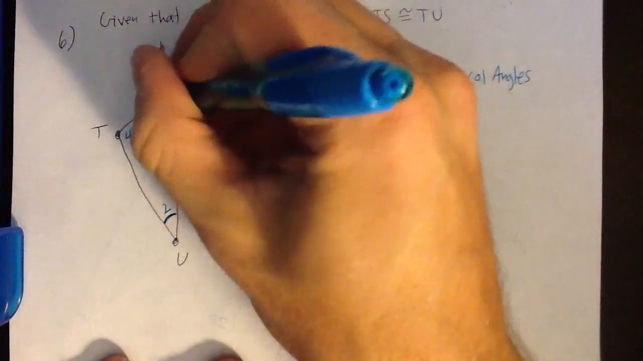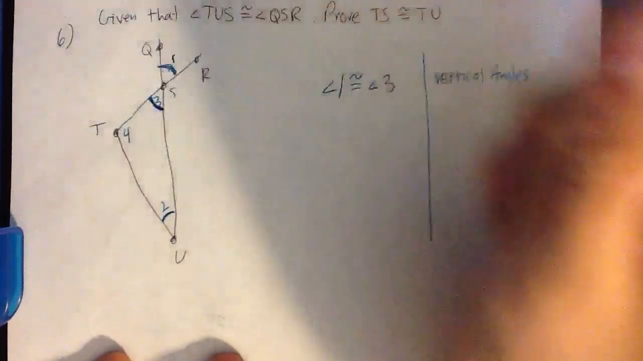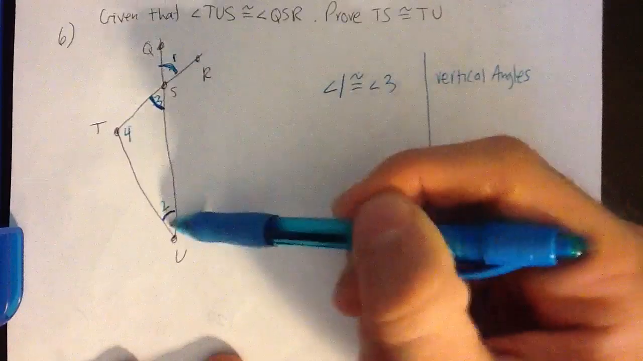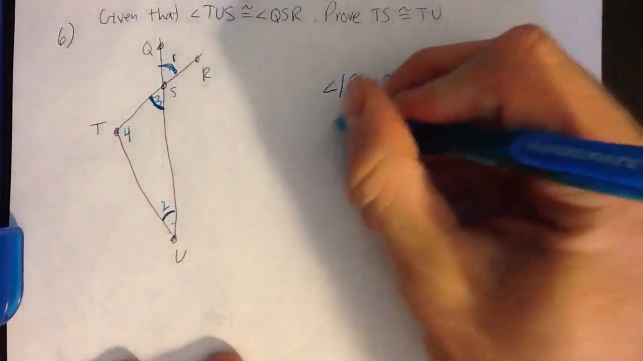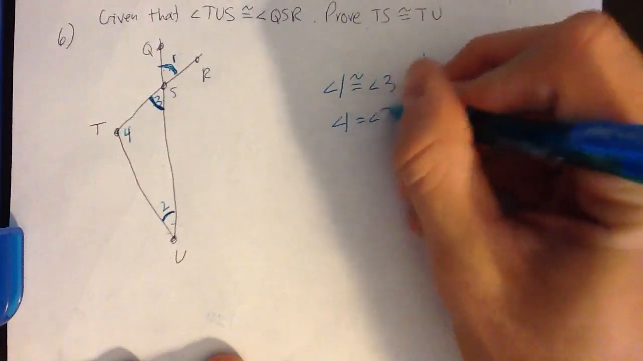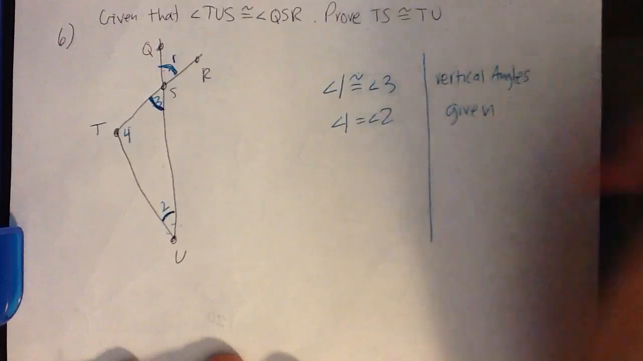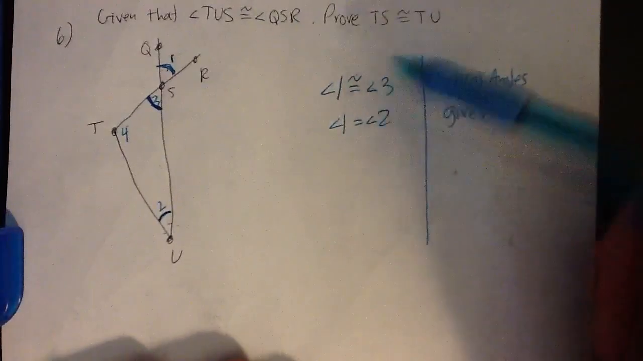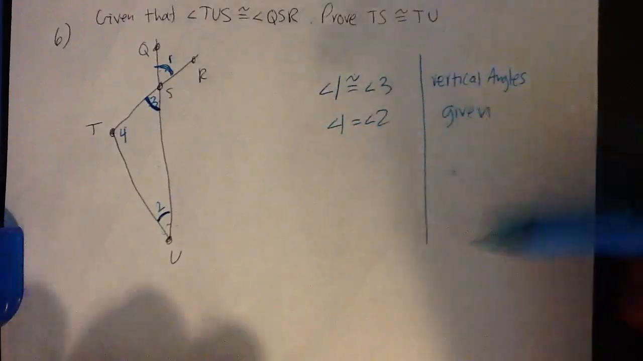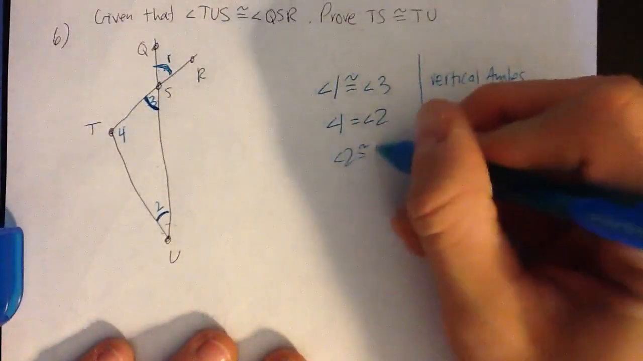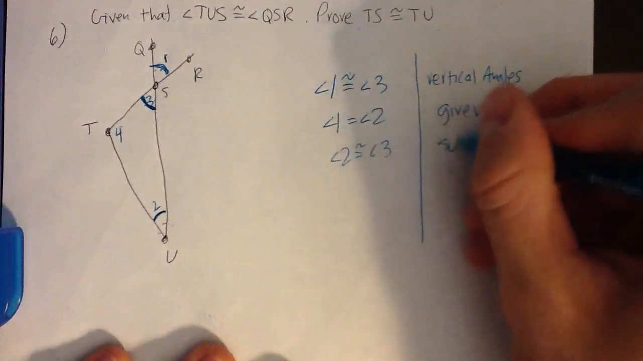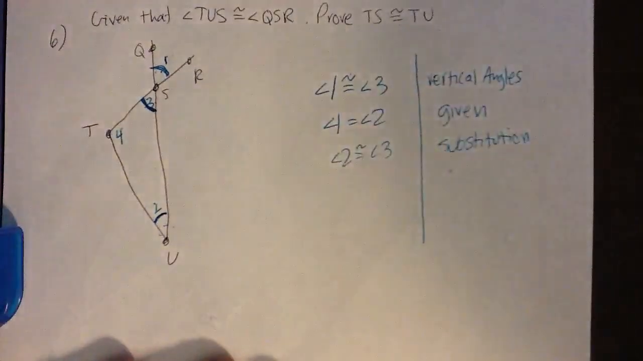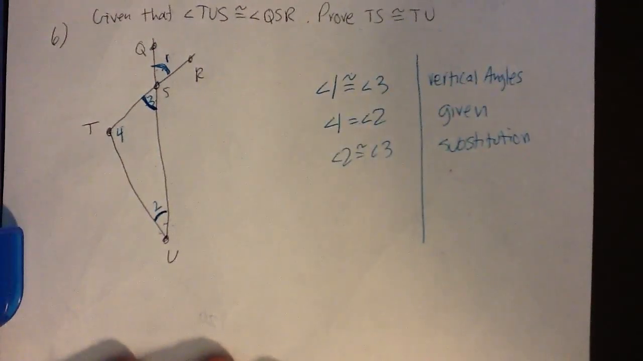So if these are the same, and this is the same as that, I mean, they told us that angle 1 was equal to angle 2. They told us that one. Okay, if 1 is equal to 3 and 1 is equal to 2, well, then 2 and 3 are obviously equal to each other. We're just substituting. It's also called the transitive property, but you can just write substitution.